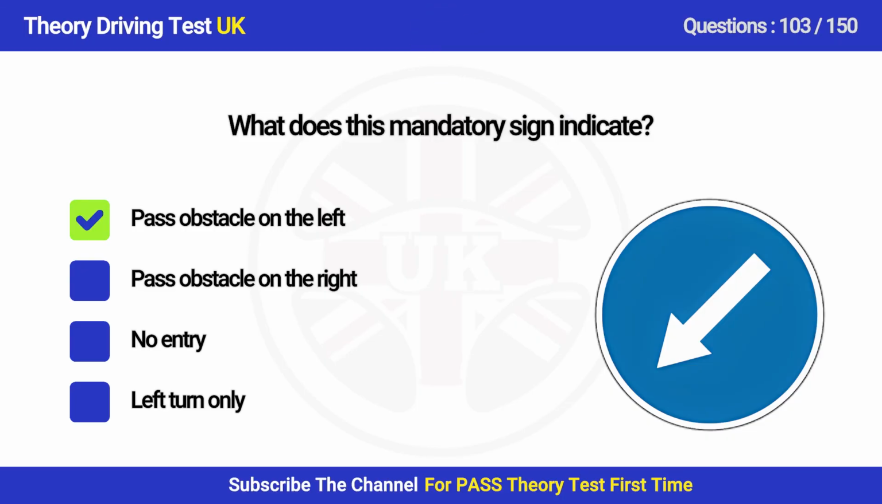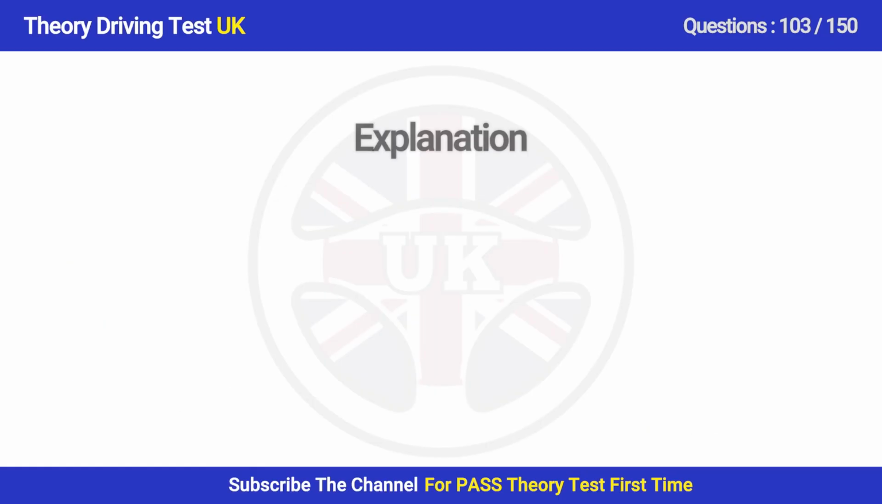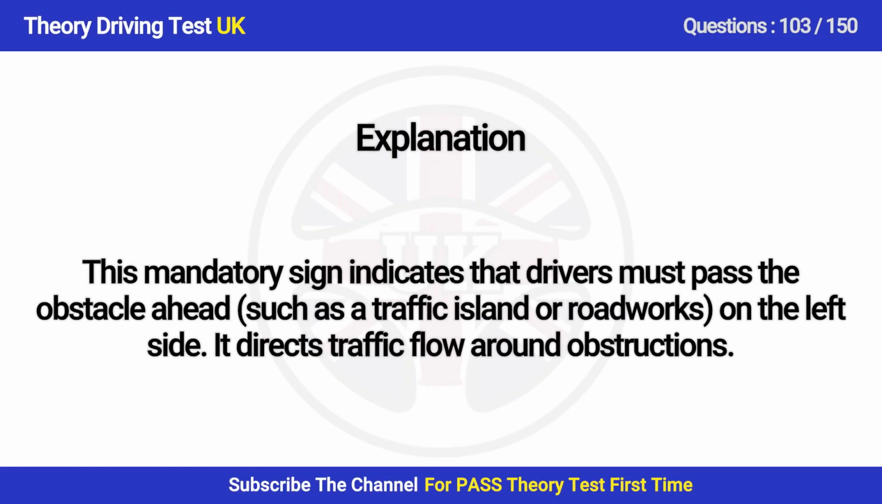Answer is A. Pass obstacle on the left. This mandatory sign indicates that drivers must pass the obstacle ahead, such as a traffic island or roadworks, on the left side. It directs traffic flow around obstructions.